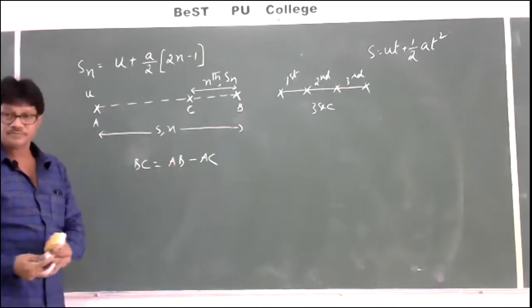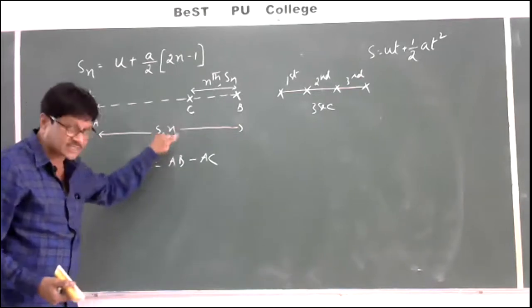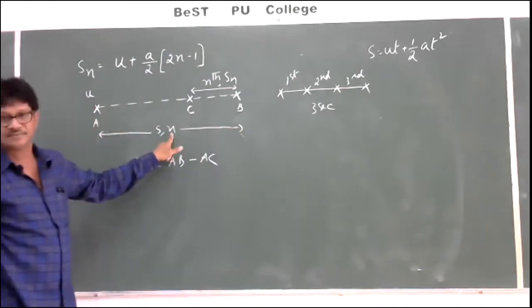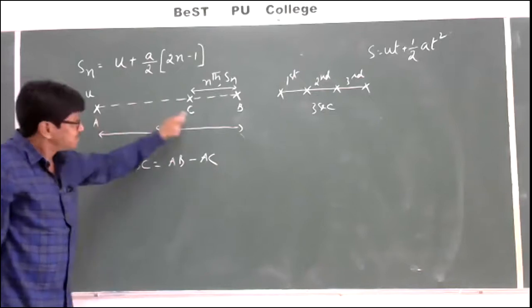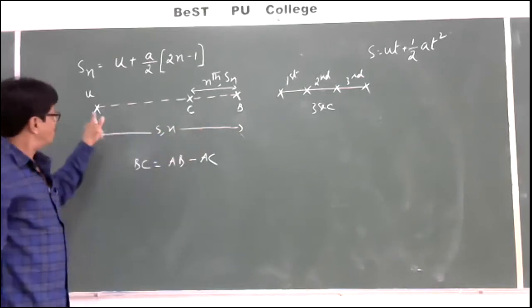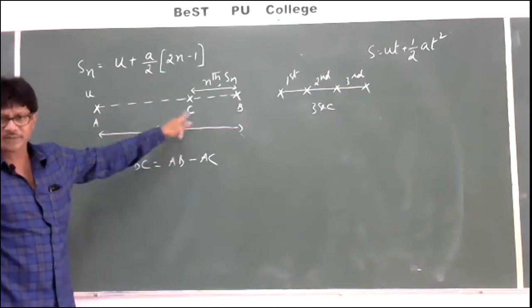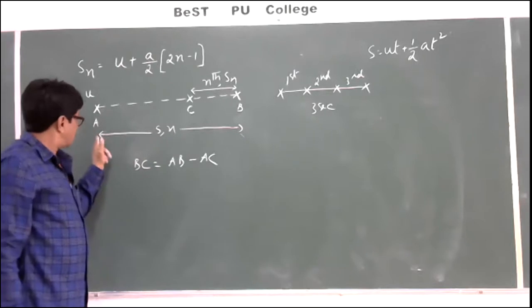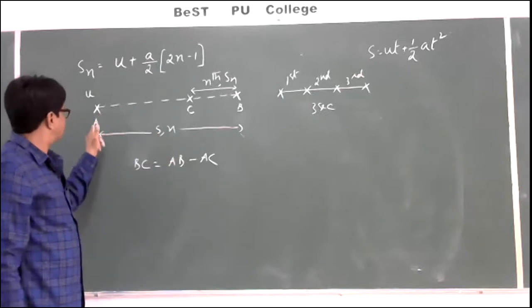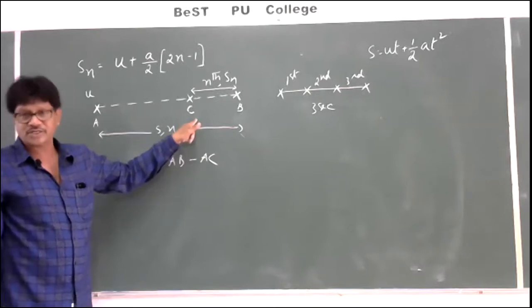What is AB? AB is the distance traveled in n seconds. What is AC? How much time does a body take to travel AC? Did you understand what I am asking? To travel from A to B, it takes a time of n seconds. Then how much time will it take to travel from A to C?